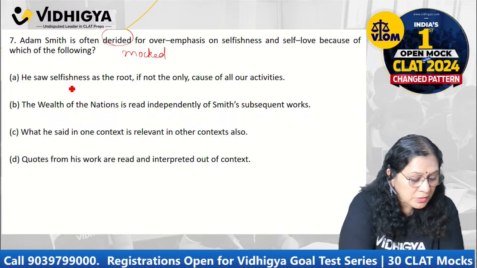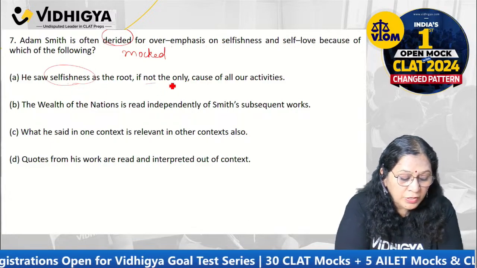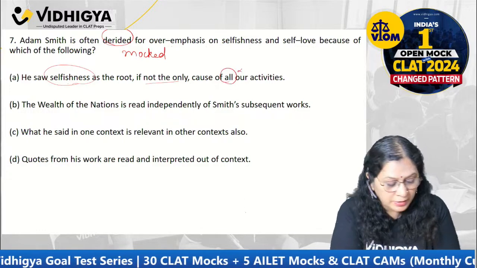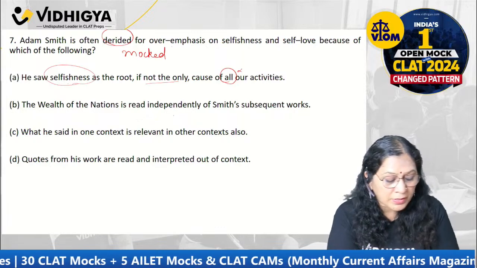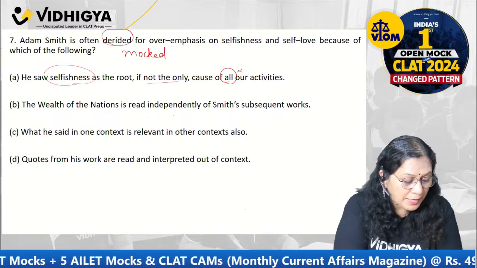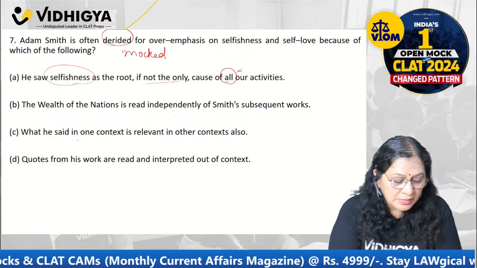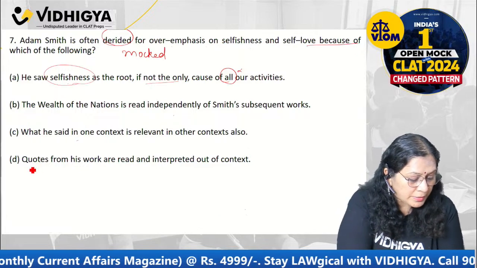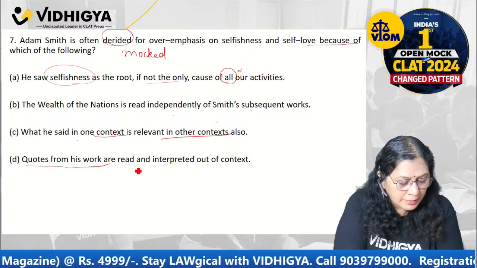Because he saw selfishness as the root. और उसे selfishness नहीं कहा था. If not the only cause of all our activities, तो all करके हम out कर सकते हैं इसे. Wealth of the Nations is read independently of Smith's subsequent works. Subsequent नहीं था, इसके पहले वाला work था moral sentiments. What he said in one context is relevant in other contexts also. Fine. But then they were not understanding that the other context also, no, तो यही problem था.